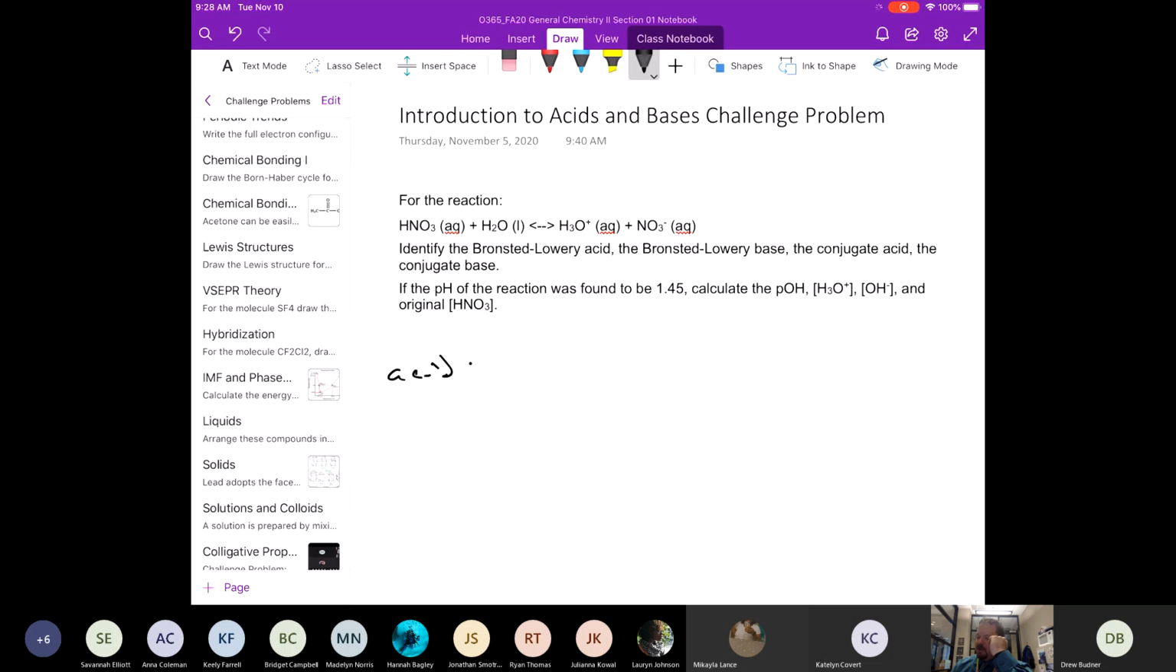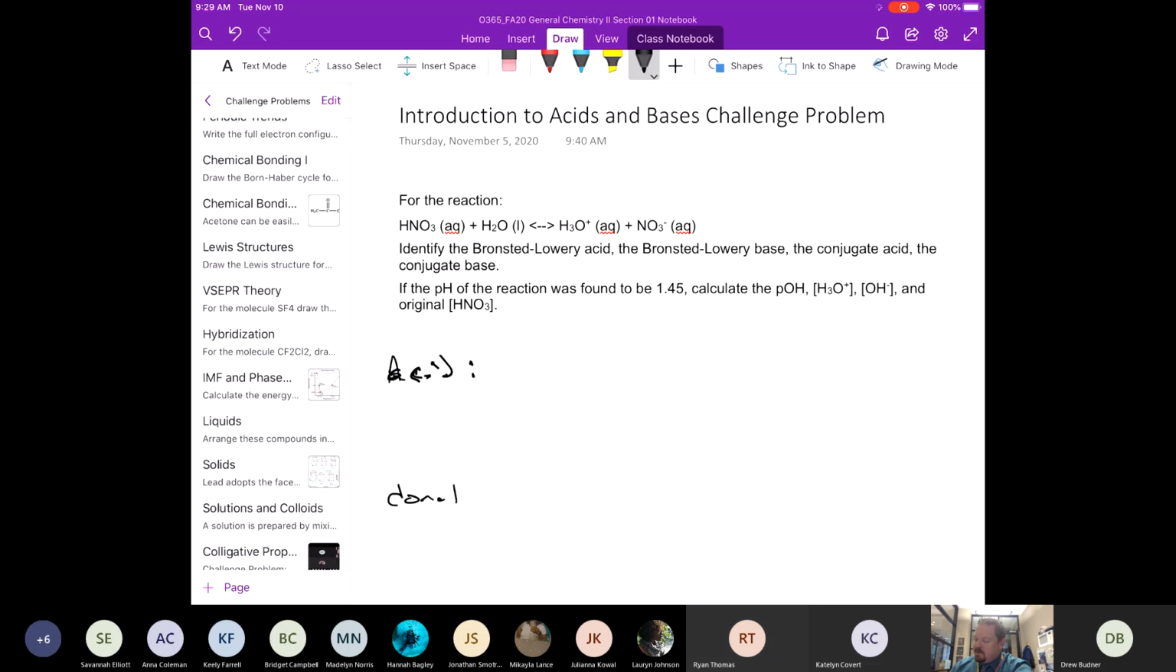Let's talk about the definition of an acid. What is the definition of an acid? Anybody? Anybody have a definition of an acid? A substance that donates a proton. So we can look at something that donates a proton.